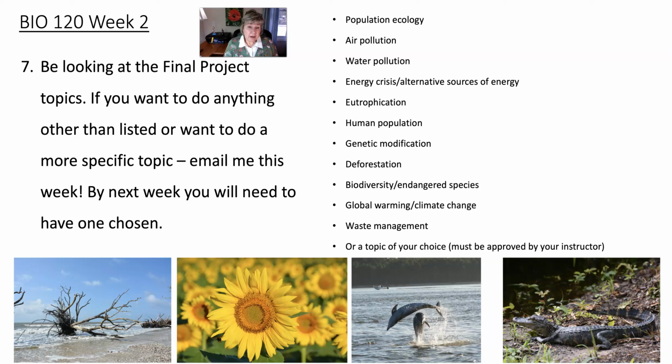Are you interested in air pollution, water pollution, the energy crisis and alternative sources of energy, solar, oh, there's so many, hydrogen, there's so many. Eutrophication, which is the aging out of bodies of water, and these are lakes and ponds and smaller bodies of water like that compared to the ocean. The ocean doesn't eutrophy at all, but lakes and ponds are really important, and they go through something called a eutrophication process.